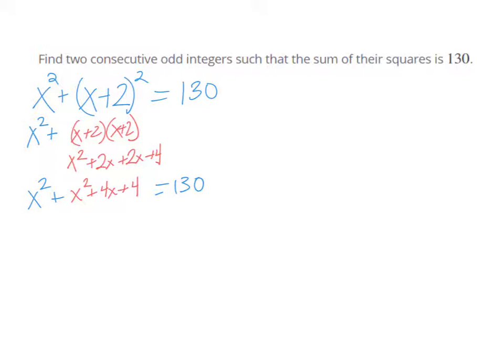All right, now let's go ahead and clean up the left side. We've got some like terms that we can combine. Plus, I'm going to want this to equal 0, so I'm going to subtract the 130. So an x squared plus another x squared, that's going to be a 2x squared, plus the 4x, and then I have a 4 minus 130. So that's going to be a negative 126.